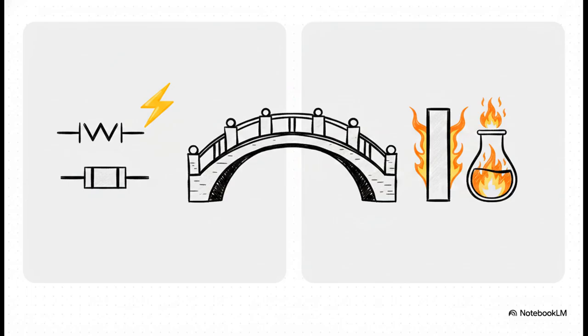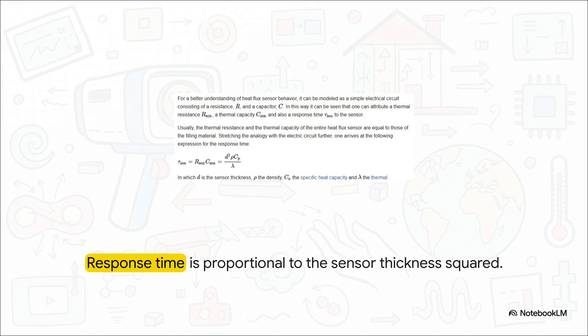And following that exact same electrical analogy, we arrive at this powerful little equation for the sensor's response time, or tau. This response time relies entirely on the physical properties of our filling material, its density, its specific heat capacity, and its thermal conductivity. But take a really close look at the variable d, which represents the sensor's thickness. Because it's d squared, a massive rule of thumb emerges here. The response time of your sensor is proportional to the thickness to the power of 2. Practically speaking, if you double the thickness of your sensor, it is going to take 4 times as long to react to a sudden change in heat.